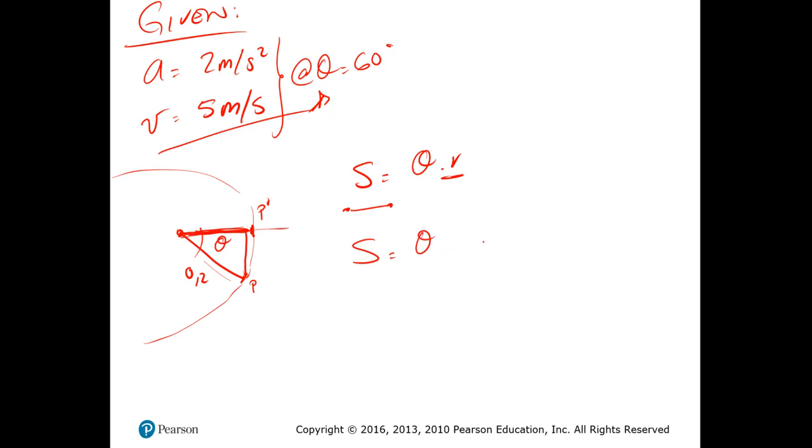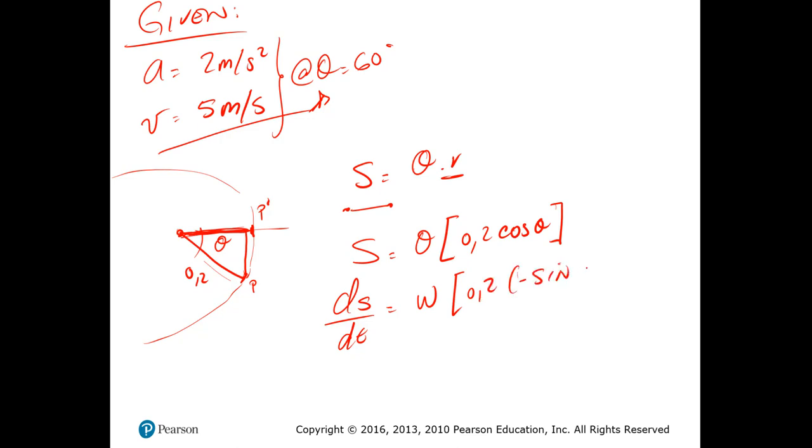And the component of this 0.2 will be equal to 0.2 multiplied by cosine of the angle, right? That's what dictates the displacement, how it moved from that point to the other point. So if we derive that, ds with respect to time, we will be able to find the time derivative, which in this case will be omega, or angular velocity, multiplied by 0.2, and the derivative of this will be minus sine theta.